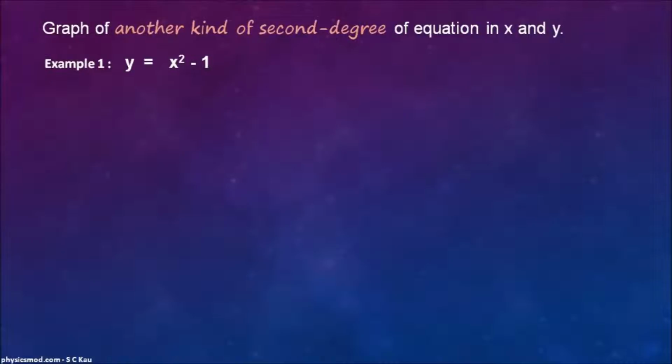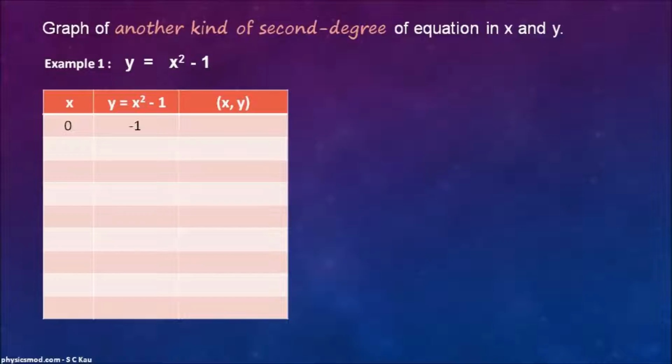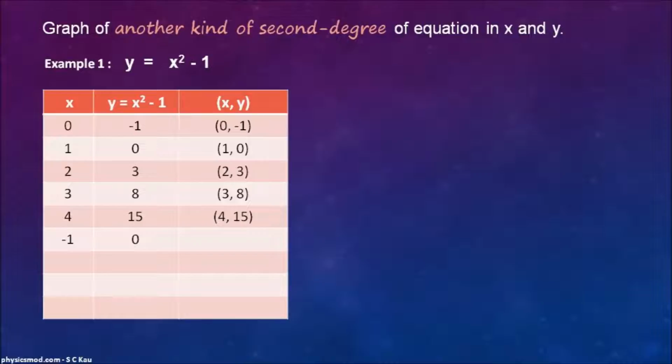If x is 0, y is negative 1, and we have an ordered pair 0, negative 1. When x is 1, y is 0, and so on. Now, when x is negative 1, y is also 0. When x is negative 2, y is 3. In this equation, whether x is a positive or a negative real number, y is the same.